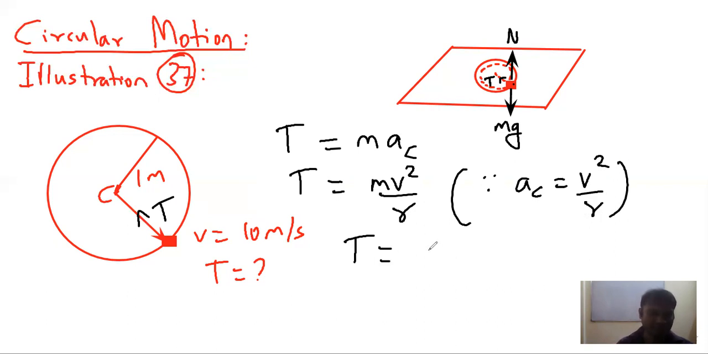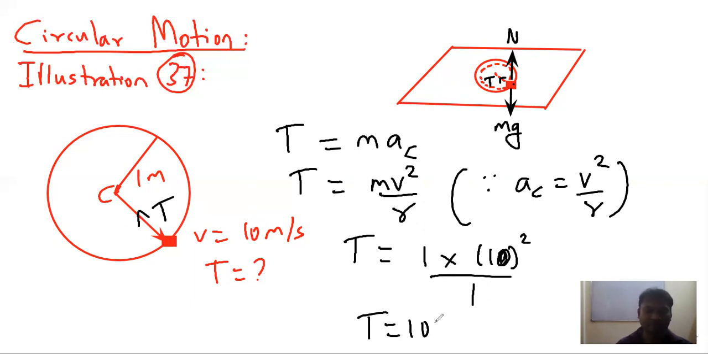So let us substitute the value. Mass of block is 1. Velocity is given as 10. So v is 10. So v square will be 10 square upon radius is 1. So tension comes out to be 100 Newton. So this is the answer to question 37. Now let us move on to next illustration, illustration 38.